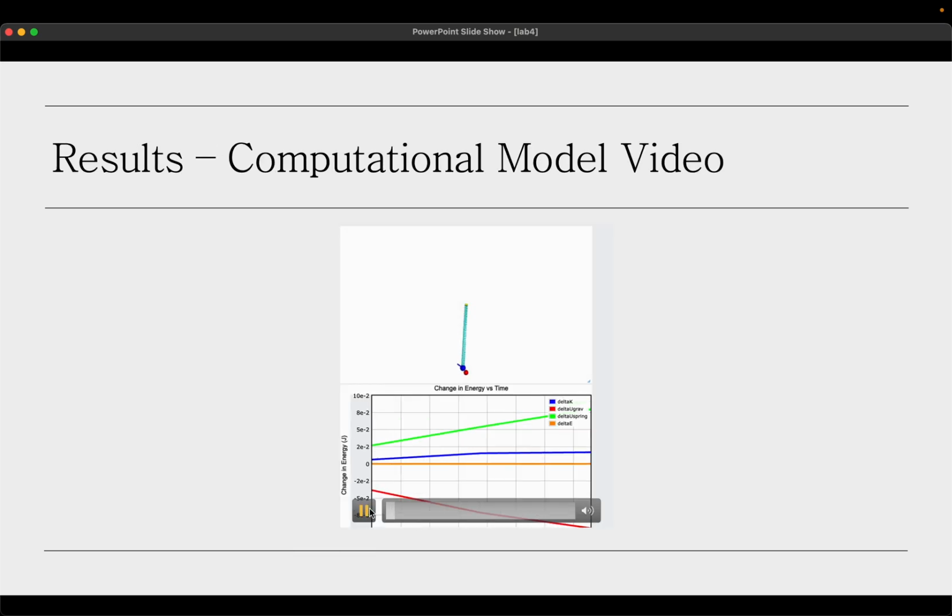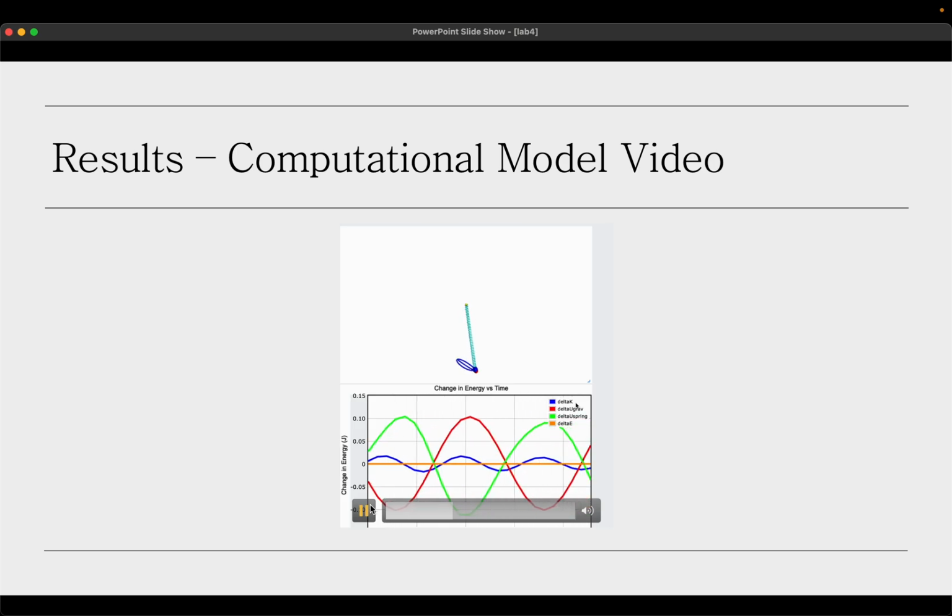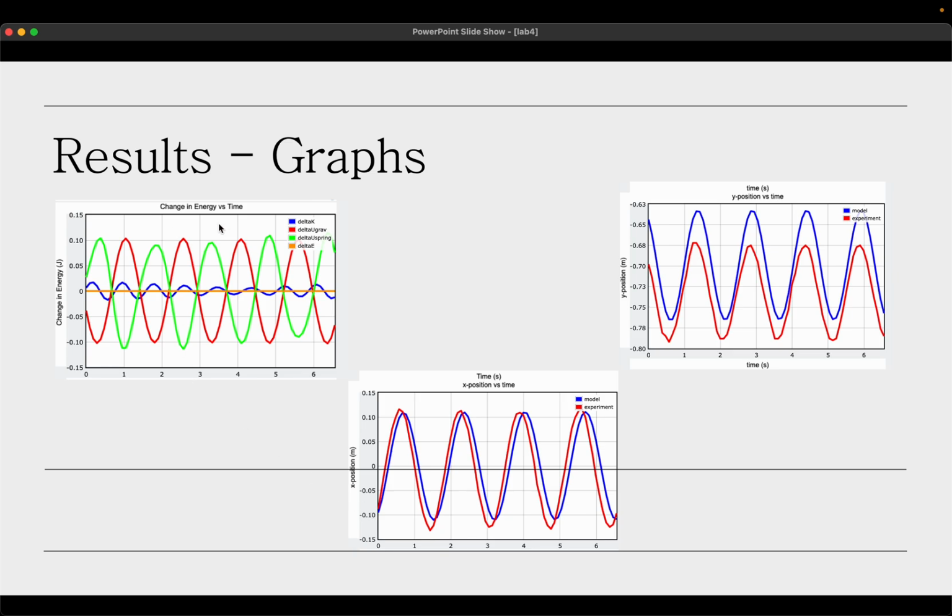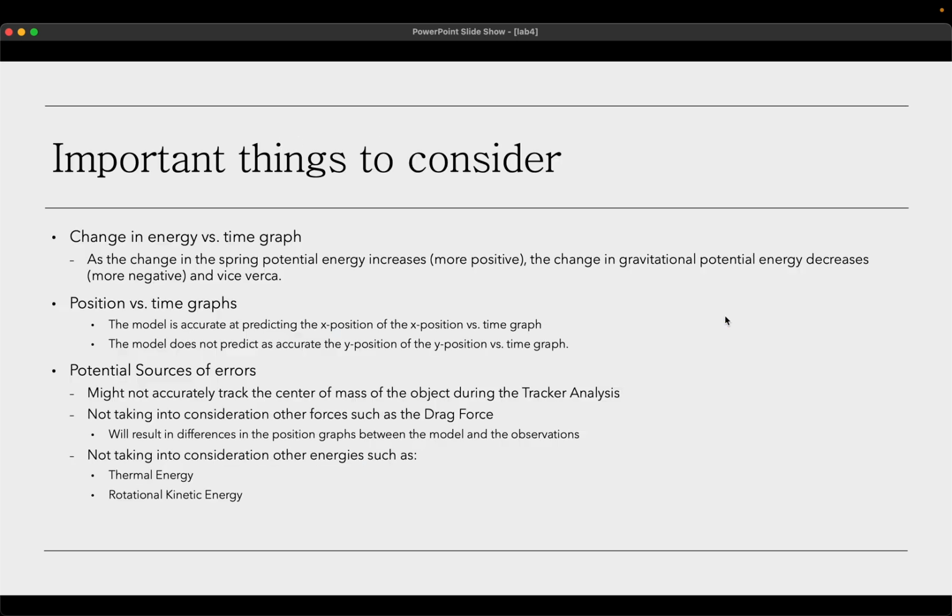The results: the results in graphs, the change in energy versus time, the x position versus time, the y position versus time. Important things to consider: in the change in energy versus time graph, the change in the spring potential energy increases, more positive, while the change in the gravitational potential energy decreases, more negative, and vice versa. In the position versus time graphs, the model can accurately predict the x position versus time graph. The model does not predict as accurately the y position versus time graph.